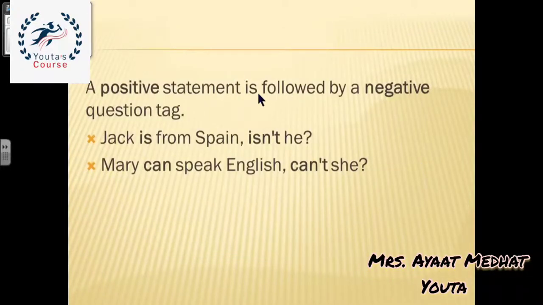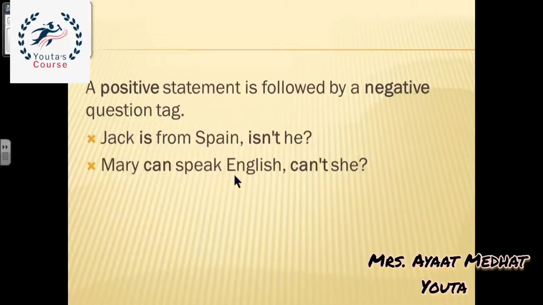A positive statement is followed by a negative question tag. We have an example here. Jack is from Spain. Here we have verb to be in the positive statement, in an affirmative case. To make the question tag, number 1, comma, number 2, helping verb. Do we have a helping verb here in the sentence? Yes, we have is. So we will use it here. But is here is in the affirmative form, so it will be here in the negative form, isn't. Then we have to put a pronoun. The subject here is Jack. Jack is a boy, so we will put he. Isn't he? A question mark.